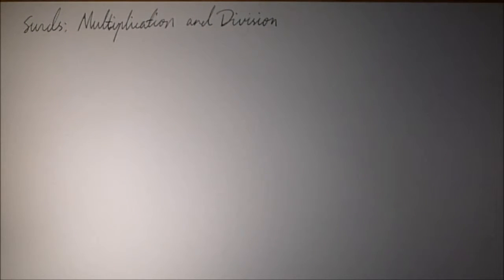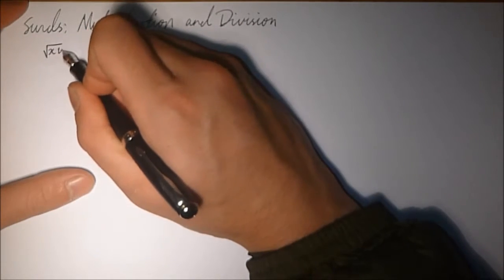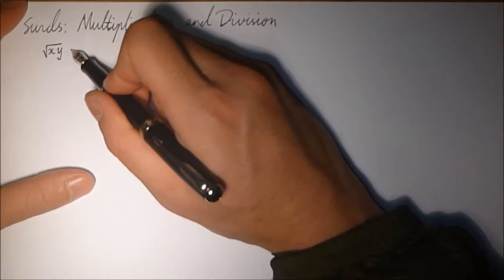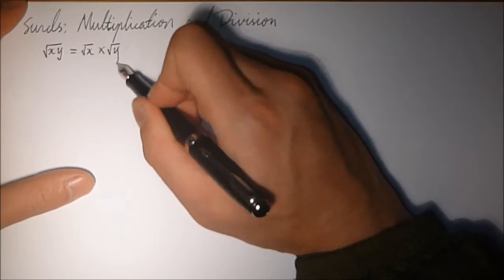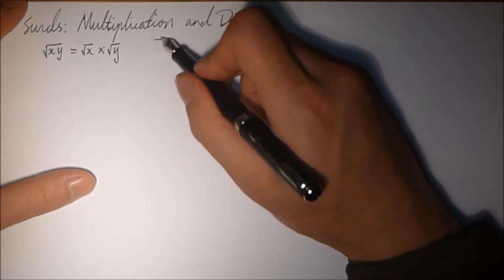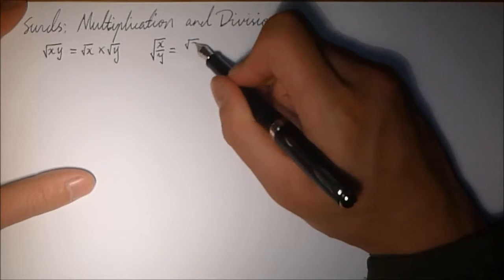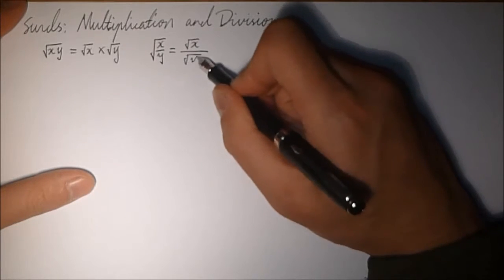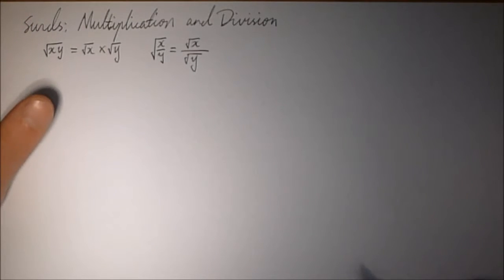When multiplying and dividing surds, two rules are rather pertinent. So, first one: the square root of x times y is the same as the square root of x times the square root of y. And the square root of x divided by y is the same as the square root of x divided by the square root of y. So let's have a look at a few examples.